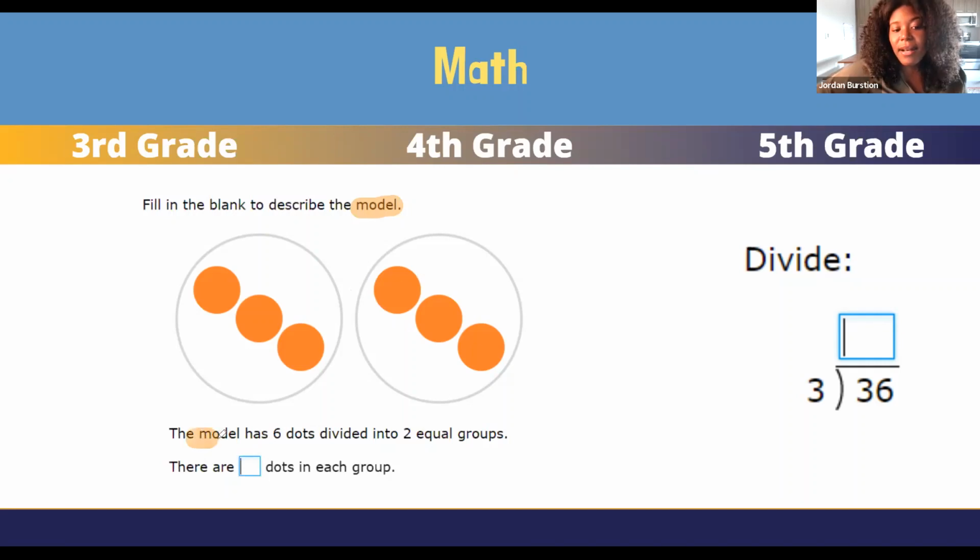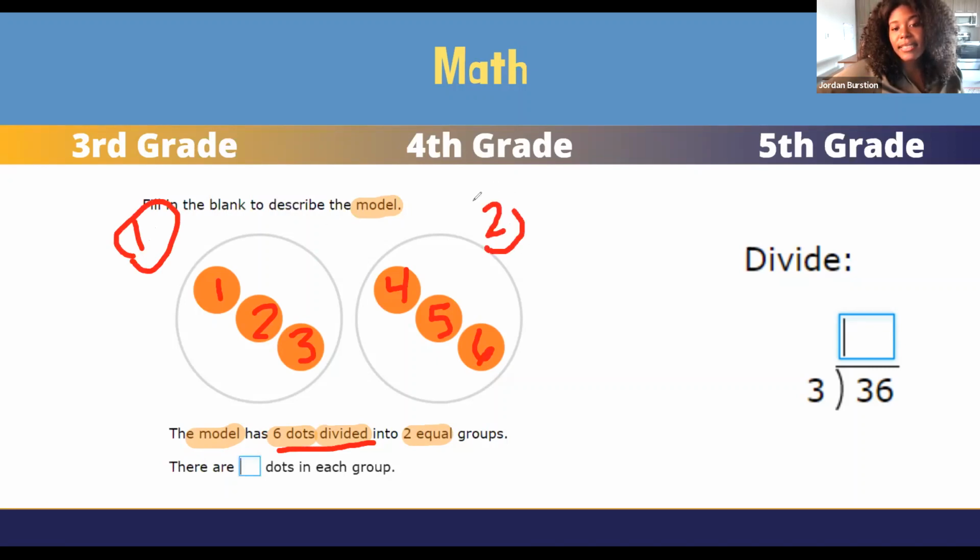It says this model has 6 dots divided into 2 equal groups. So division is just separating your objects into different piles. Here we have 6 objects, and I'll label them real quick. 1, 2, 3, 4, 5, 6. Notice we had 6 dots in 2 equal groups. This is the first group over here, and this is the second group over here.